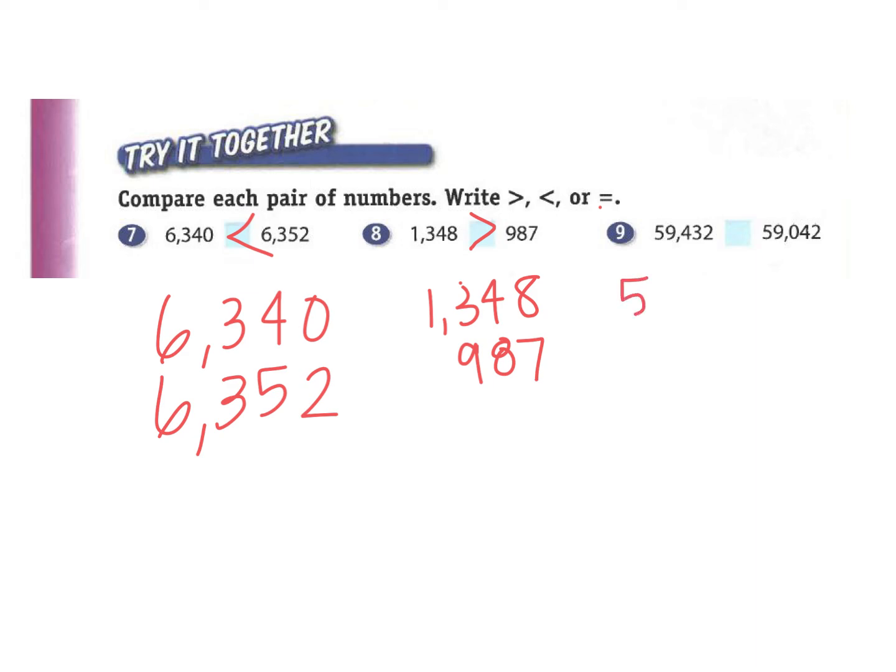And number 9, we have 59,432 and then 59,042. So we can see same 10,000s, same thousands, but then when you get to the hundreds, this one is 400 and this is 0, so the 400 is greater. So we would say 59,432 is greater than 59,042.